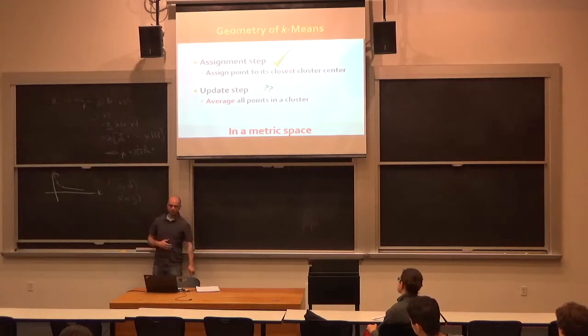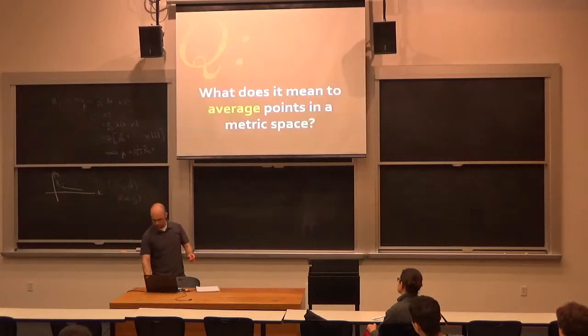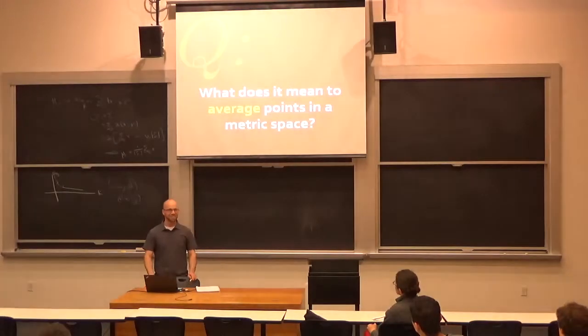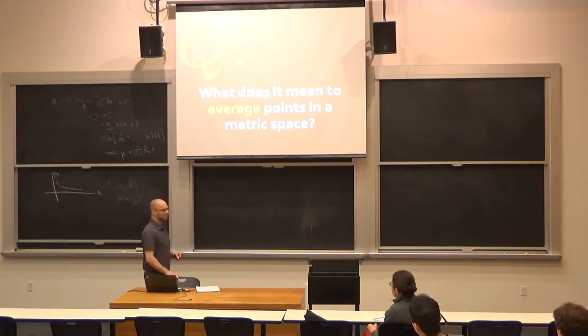Well, before I go too crazy here, why don't I ask you guys? What does it mean to average points in a metric space? Can you come up with a reasonable model? I think the way that we've derived this is: find the point that has the minimum squared distance to all the other points.